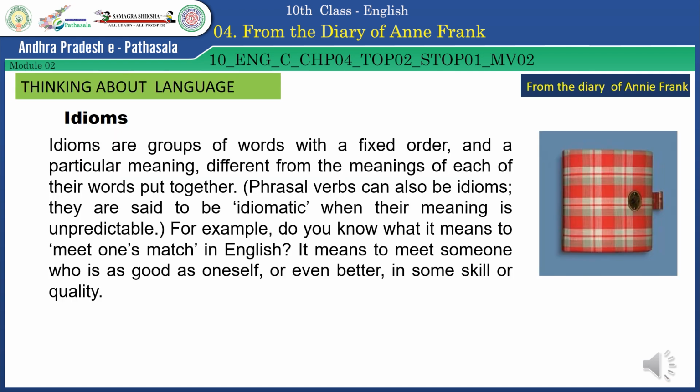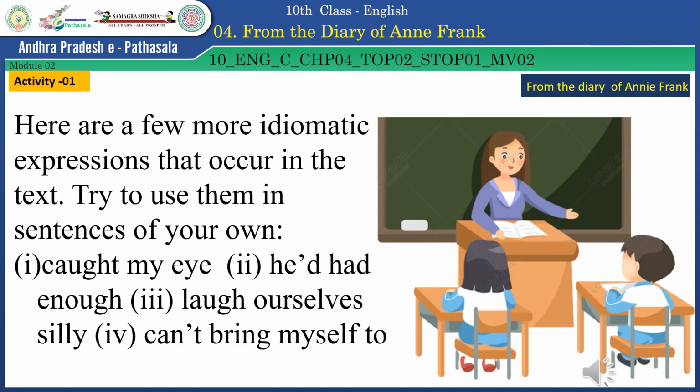Children, under thinking about language, we are going to learn idioms. Idioms are groups of words with a fixed order and a particular meaning different from the meanings of each of their words put together. Phrasal verbs can also be idioms. They are said to be idiomatic when their meaning is unpredictable. For example, do you know what it means to meet one's match in English? It means to meet someone who is as good as oneself or even better in some skill or quality. Children, shall we go further?